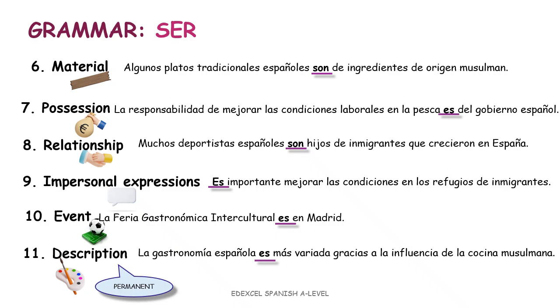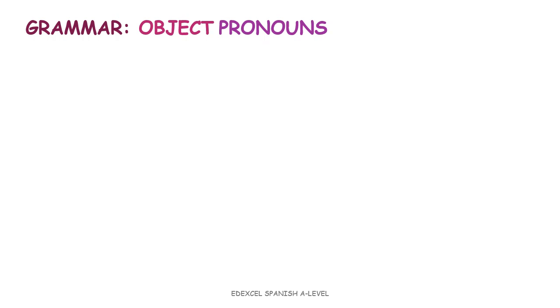Okay, let's move on to the object pronouns now. So, what exactly is an object pronoun? Let's look at an example first. I can say, I see Maria, or I can say, I see her. That her is the object pronoun. It replaces the noun to avoid repetition.